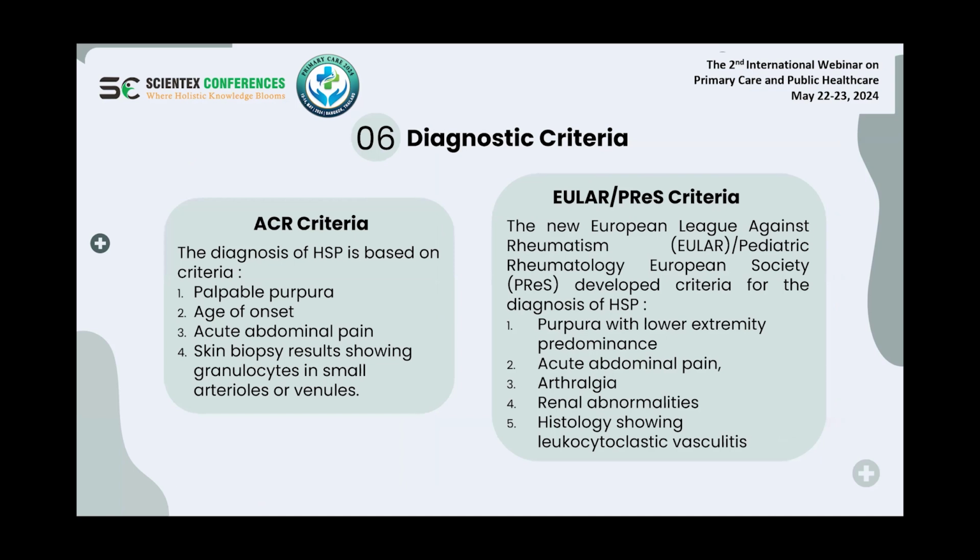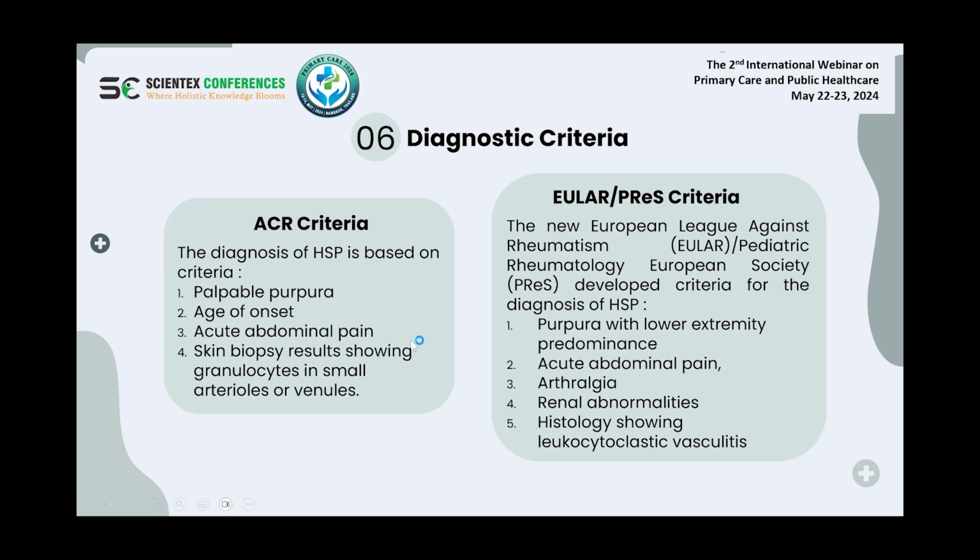Then we move to diagnostic criteria. There are two diagnostic criteria of HSP. The first is the ACR criteria: first, palpable purpura; second, age of onset, usually under 20 years old; third, acute abdominal pain; and fourth, skin biopsy, usually showing granulocytes in small arterioles or venules.